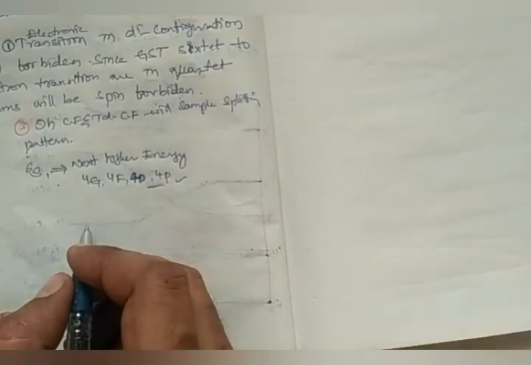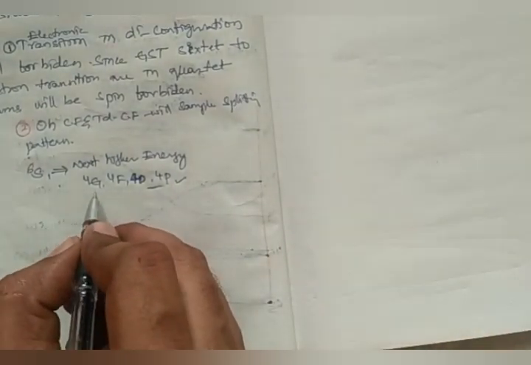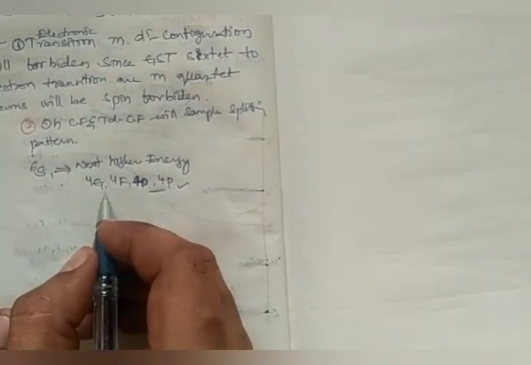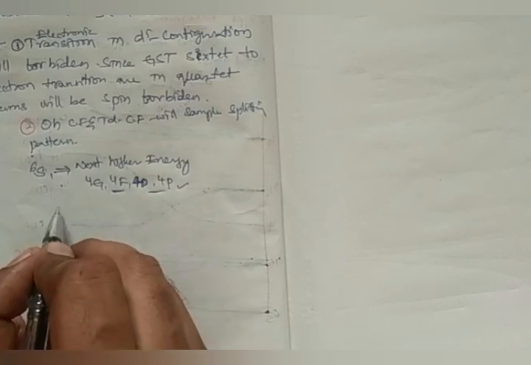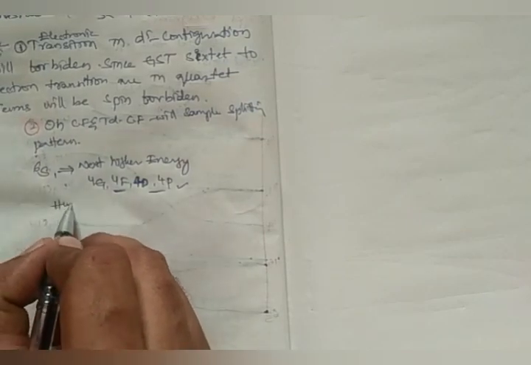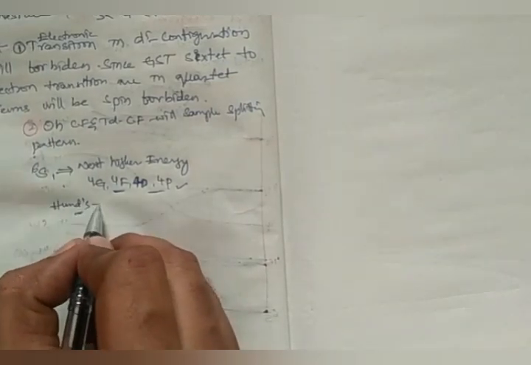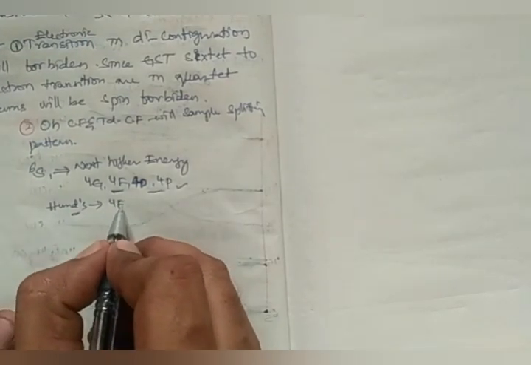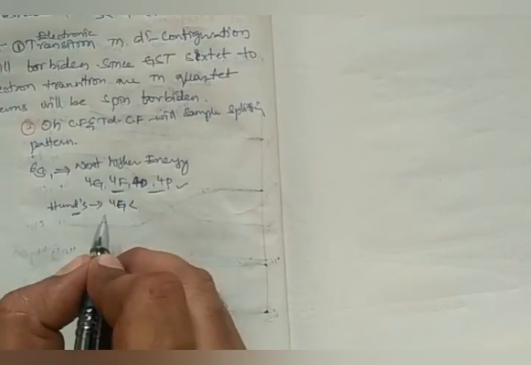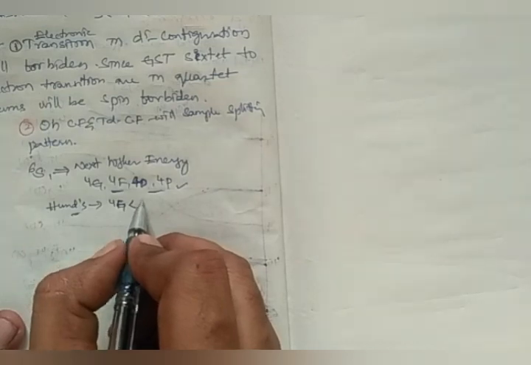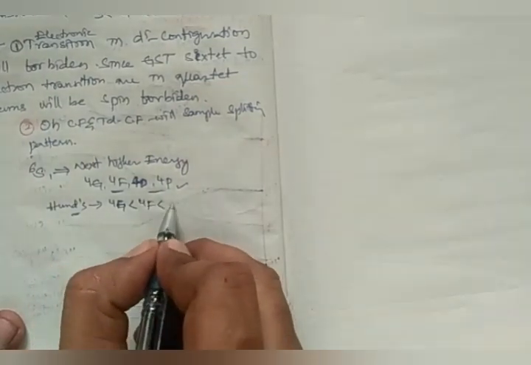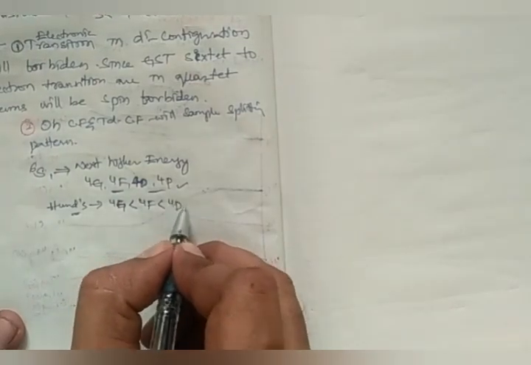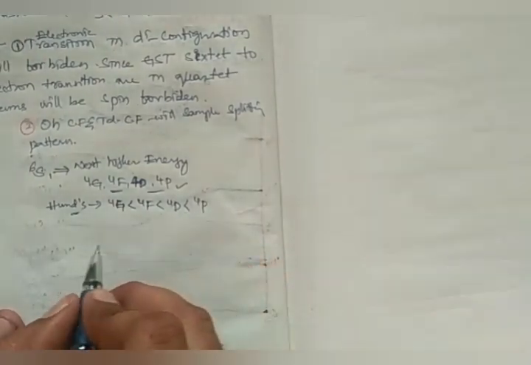And when we draw the crystal field effect, these terms have the energy ordering as per Hund's rule: 4G should be the lowest, after that 4F, its next higher energy will be 4D, and the next higher energy will be 4P.